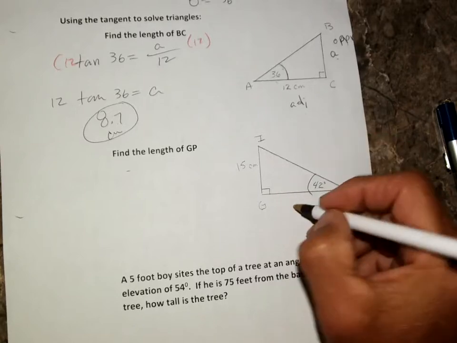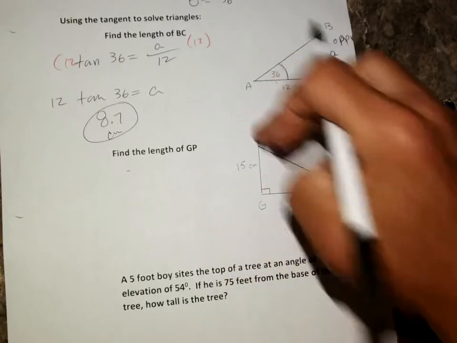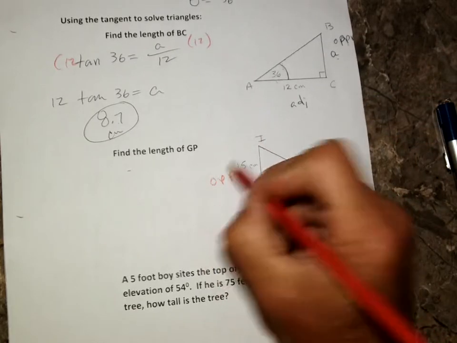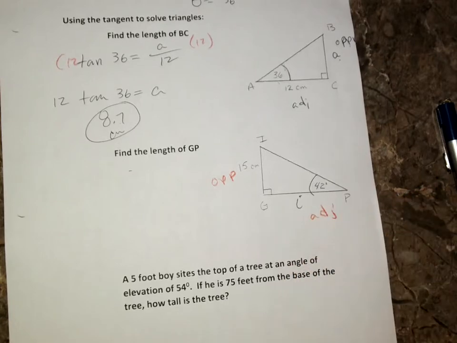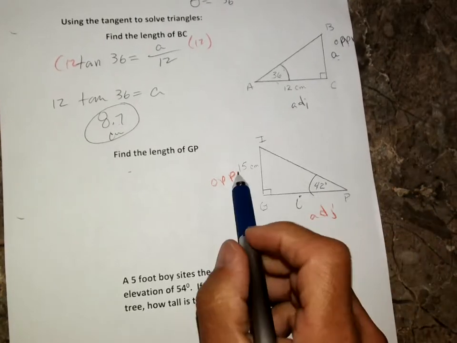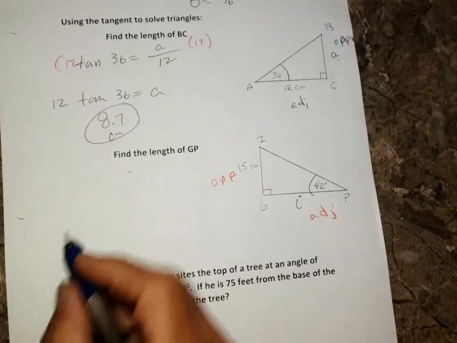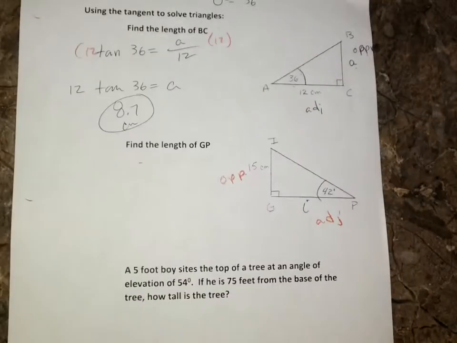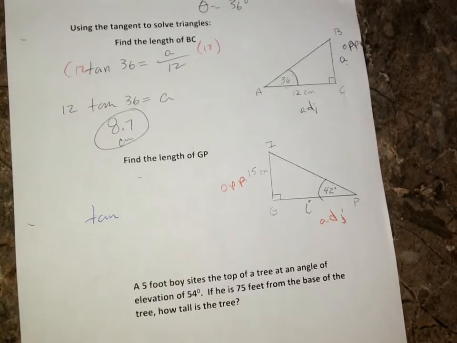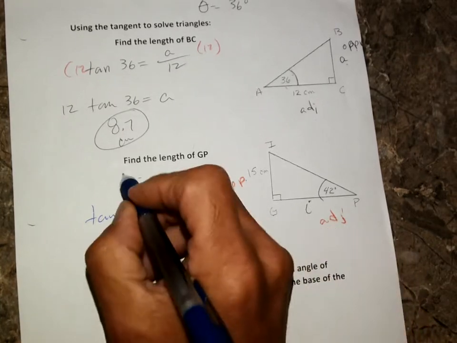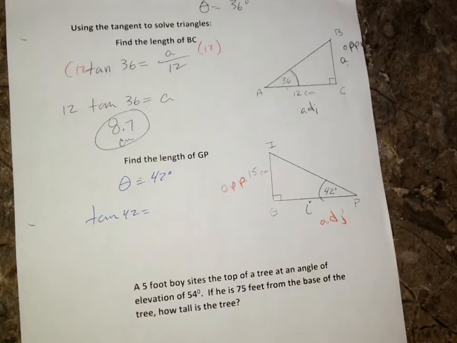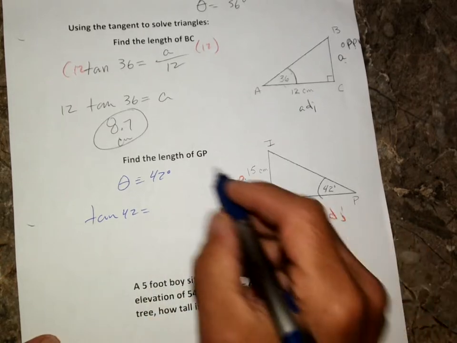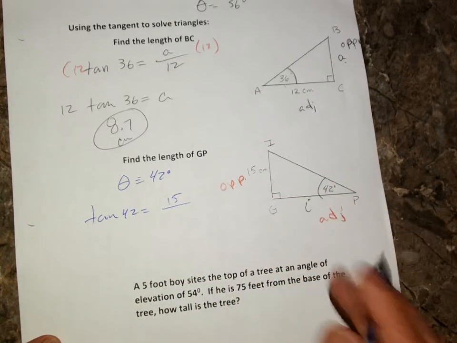I'm going to go ahead and call it little I, because GP is also another name for I, but more importantly, I've got my opposite and my adjacent, right? So my opposite is 15, my adjacent is little I, so we'll set up opposite adjacent. Opposite adjacent, which one is it? It's got to be tangent. So set up tangent of 42, because that's theta. Theta is my angle. Tangent of theta, opposite over adjacent. Tangent of 42, opposite, which is 15, over adjacent, which is my GP or little I.